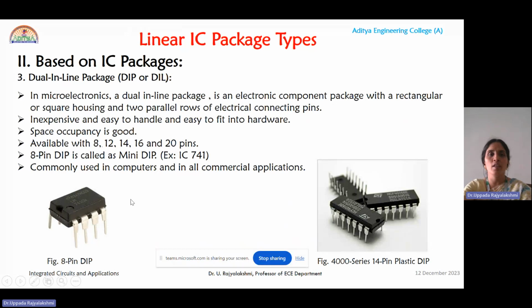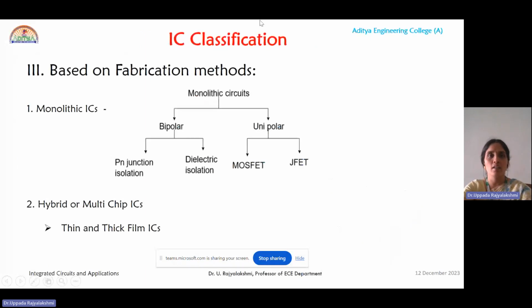And these are commonly used in computers and in all commercial laboratories. This dual inline package is preferred over flat pack as well as transistor outline package. So this is the second category of IC classification, that is based on packages. Third one is categorization or classification based on fabrication methods.